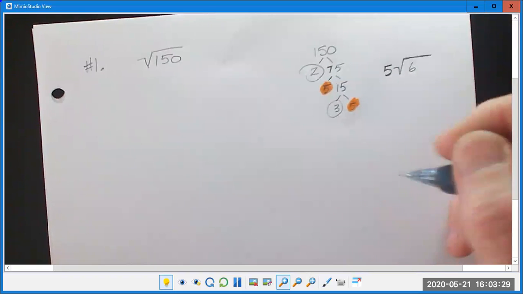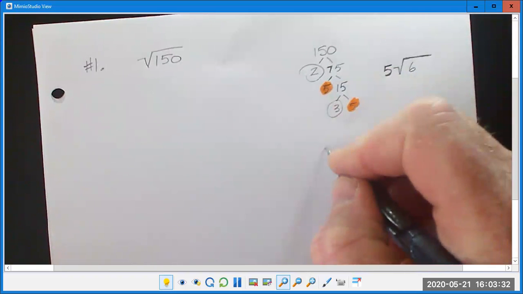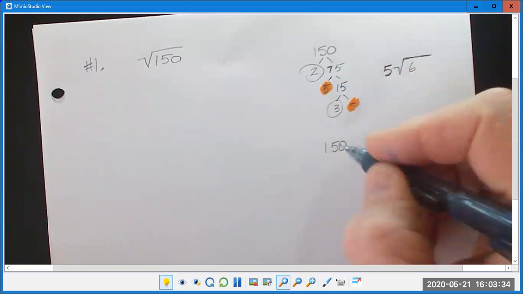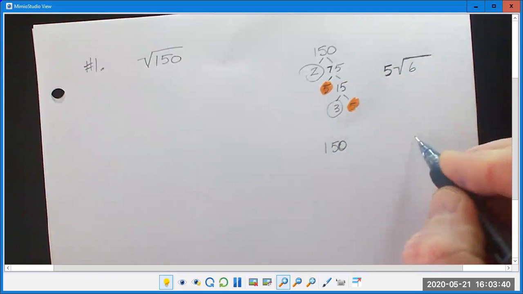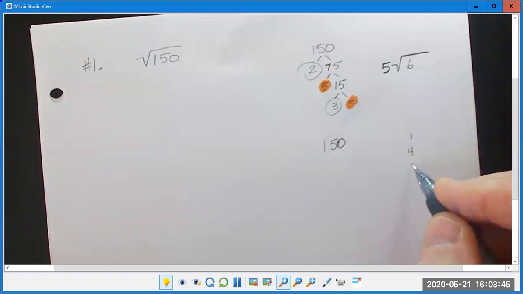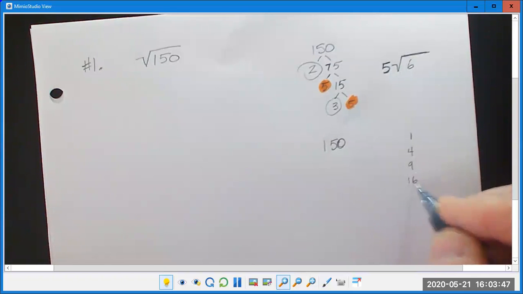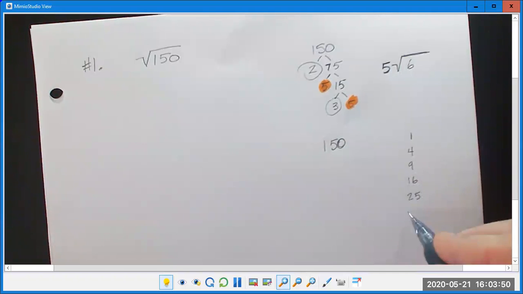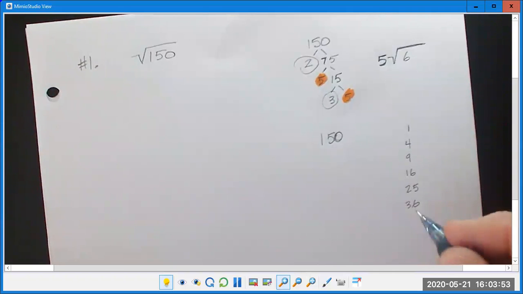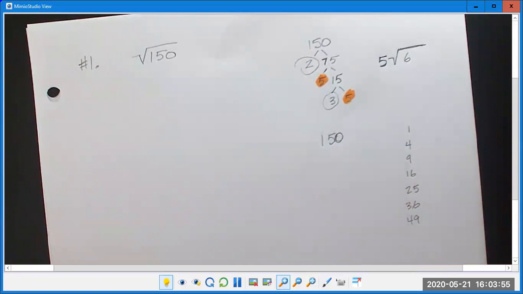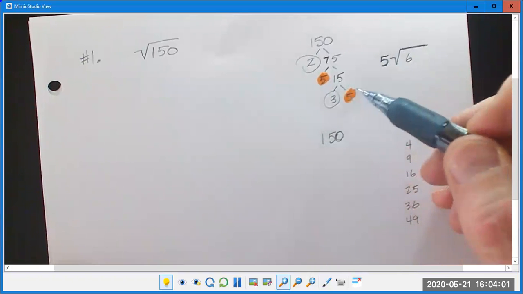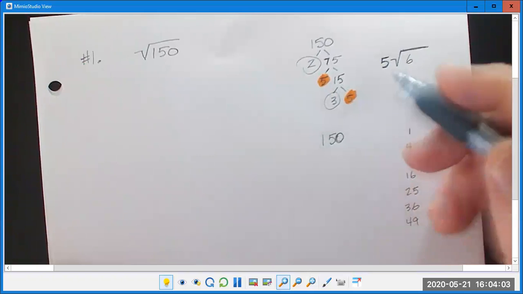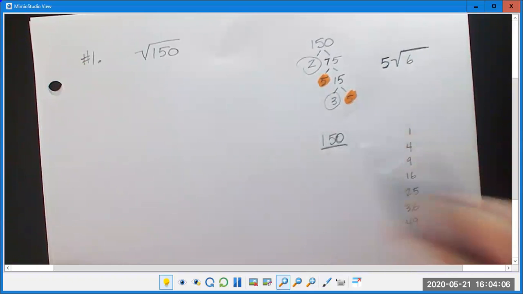But the one thing that we want to think about, guys, when we're doing this, if I have 150, I like to think about my perfect square numbers. Perfect square numbers are 1, 4, 9, 16, 25, 36. Did I forget any? 49. All right. So this is really going to help make this process, when I'm doing my factor tree, a little bit easier. Let me demonstrate what I mean.